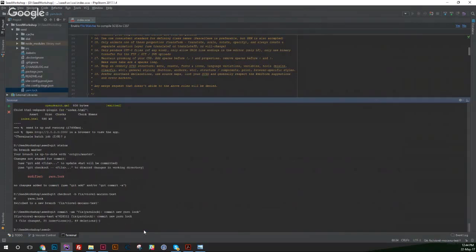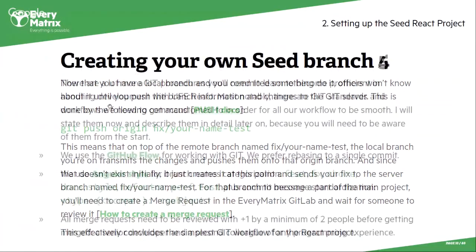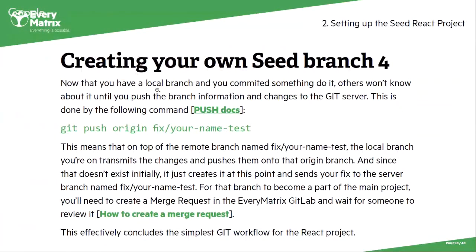Okay, this means that the current branch has a new commit, and I can now push it to the server. So let me go back to this. Now that you have a local branch and you committed something to it, others won't know about it until you push the branch information and changes to the Git server.